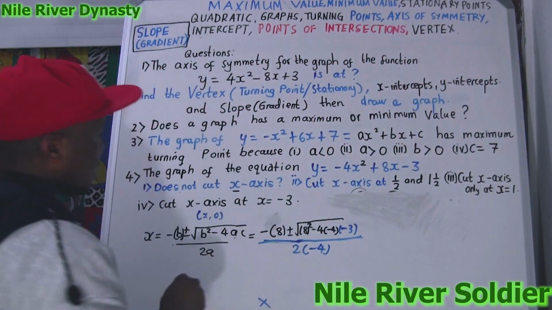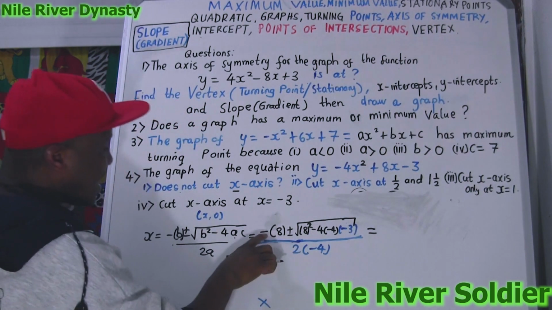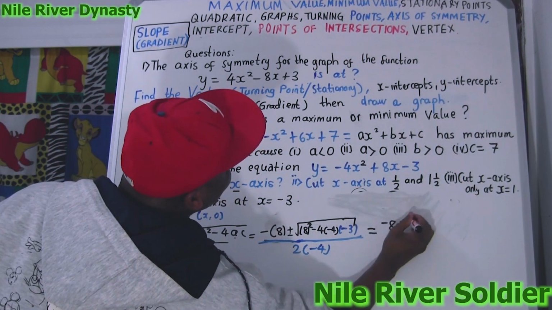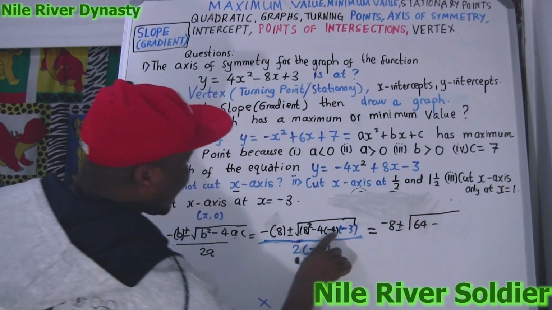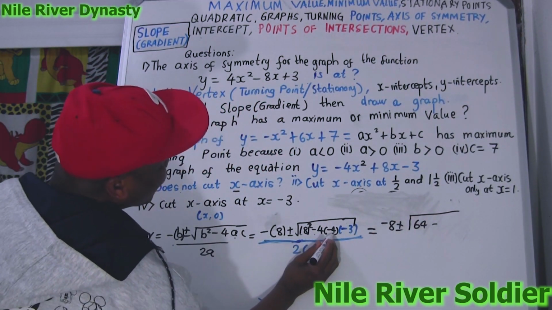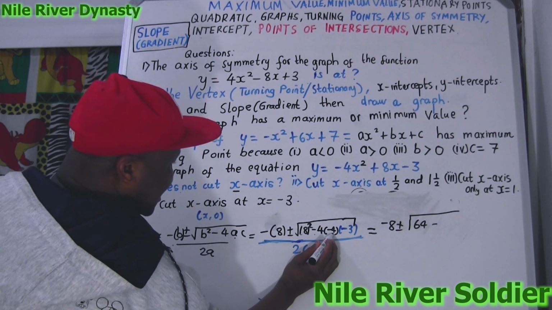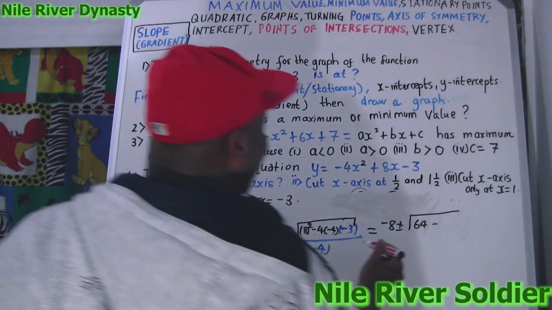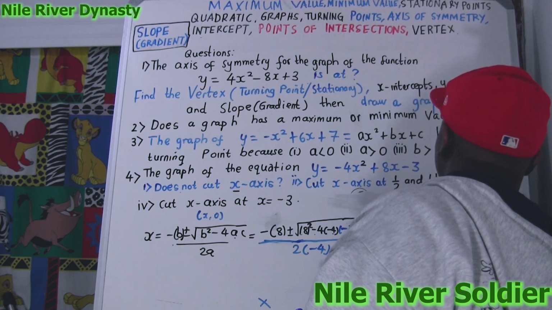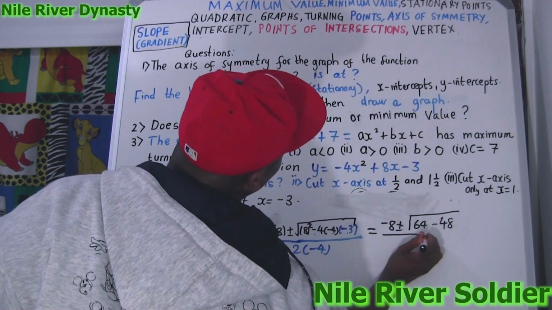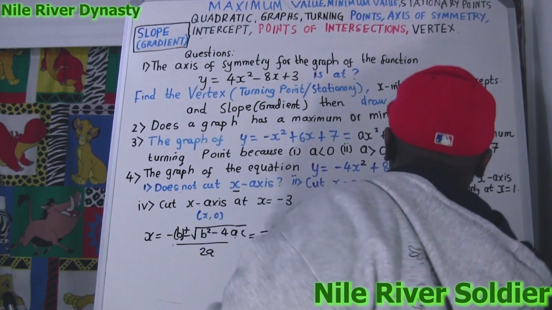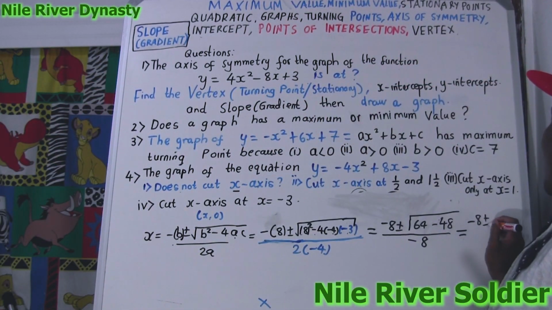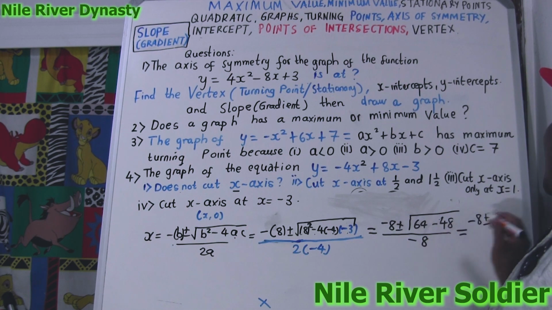Okay, cool. So this is negative 8 plus or minus the square root. Now 8 squared is 64, minus, look, minus 4 times minus 4, positive 16. Positive 16 times negative 3 is negative 48. Negative 48, excuse me. Then over 2 times negative 4, which is negative 8. So we can simplify further: negative 8 plus or minus the square root of 64 minus 48, which is 16, over negative 8.